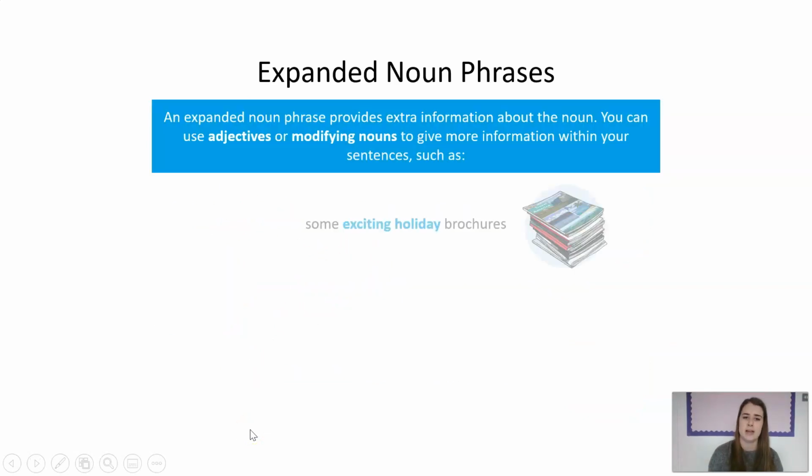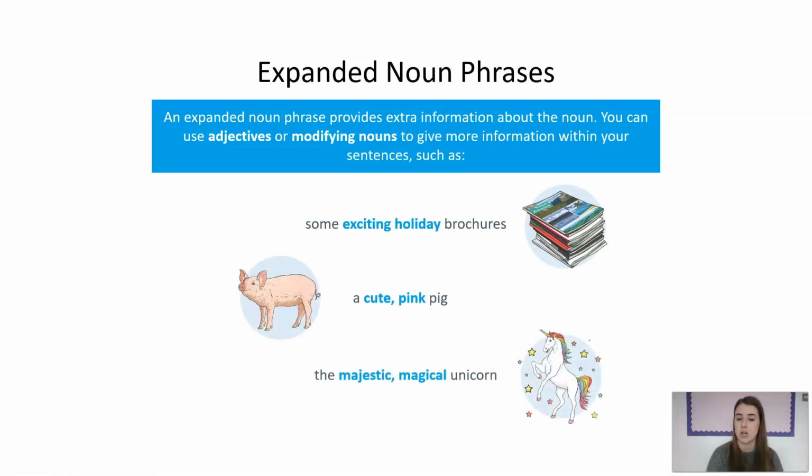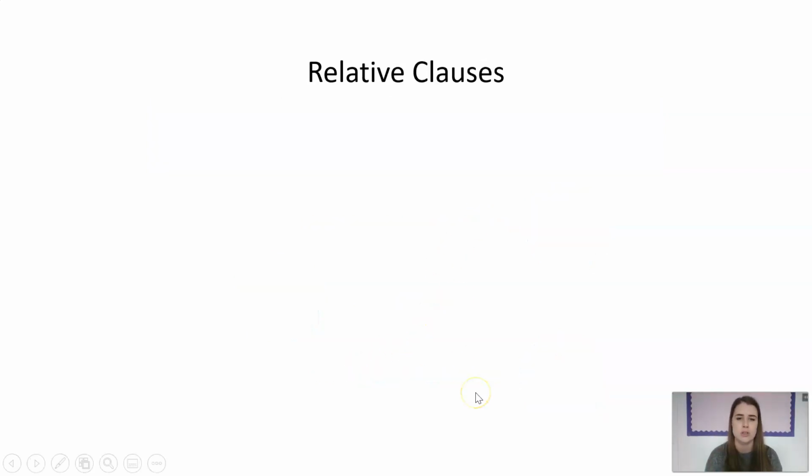Now we know what expanded noun phrases are. This is when we use adjectives or modifying nouns. Okay, so here we've got some exciting holiday brochures, a cute pink pig, and the majestic magical unicorn. So you can see how we've used the expanded noun phrases to make the noun sound more interesting.